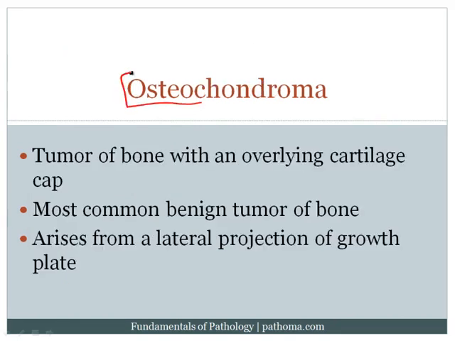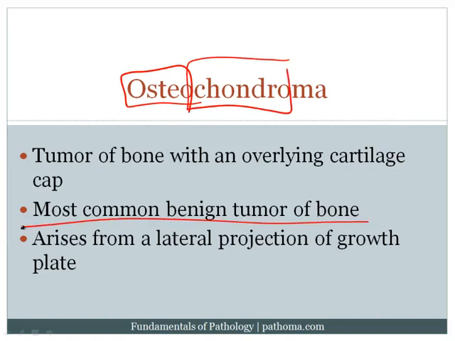Osteochondroma is a benign tumor of bone with an overlying cartilage cap. It's the most common benign tumor of bone, and it arises from a lateral projection of the growth plate. Now let's illustrate this. Here is the bone. This is the growth plate. And recall that the growth plate is made of cartilage. Now as the growth plate expands, it will then result in the elongation of the bone producing linear growth.